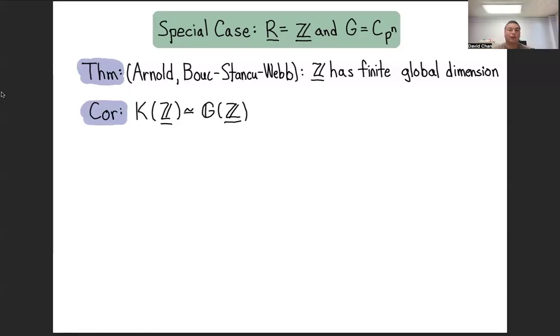And so as a corollary again, because this thing has finite global dimension, the K theory of this thing is also equal to its G theory. So maybe as a moral here, if you go into these things knowing that there are interesting examples that have finite global dimension, then you know that G theory is a good way to approach these things. And so you can do G theory instead of K theory and then pull the results back to K theory.